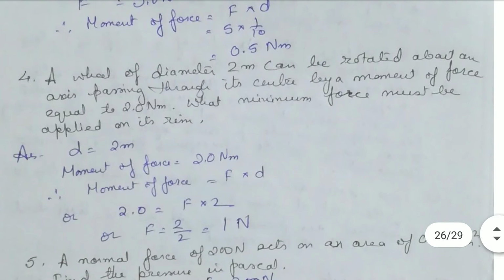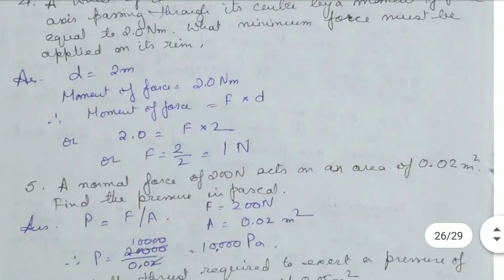Then a wheel of diameter 2 meters can be rotated about an axis passing through its center by a moment of force equal to 2.0 Newton meter. What minimum force must be applied on its rim? Again, distance given is 2 meters, moment of force is 2.0 Newton meters. So moment of force is equal to force into the perpendicular distance. Therefore, this moment of force is given as 2, and distance is given as 2 meters. So force will be 2 by 2, that is 1 Newton.